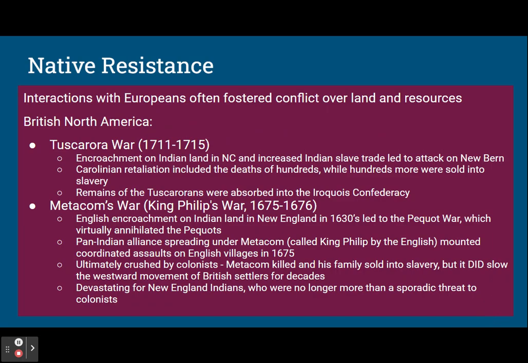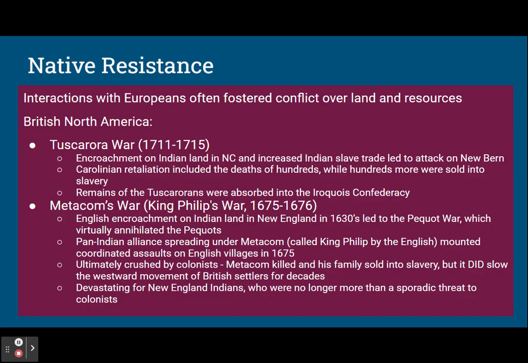Okay, so we are going to see this kind of recurring story. These interactions with Europeans, the greater interactions that occurred, just continued to foster conflict over land and resources. Now, in British North America, we see this a lot. And here's a couple examples. One of the first ones we can talk about is the Tuscarora War. This was in North Carolina in the 18th century. It occurred between about 1711 and 1715.